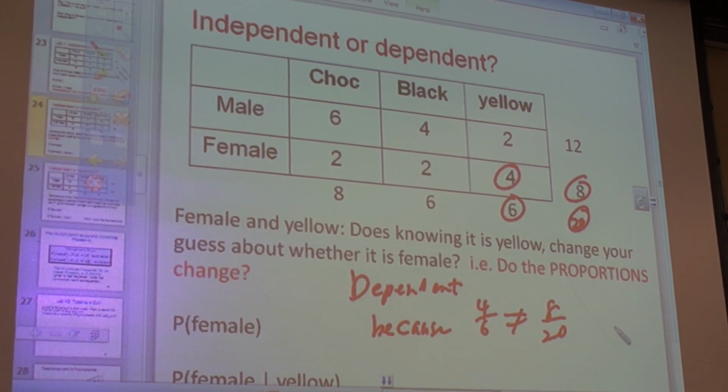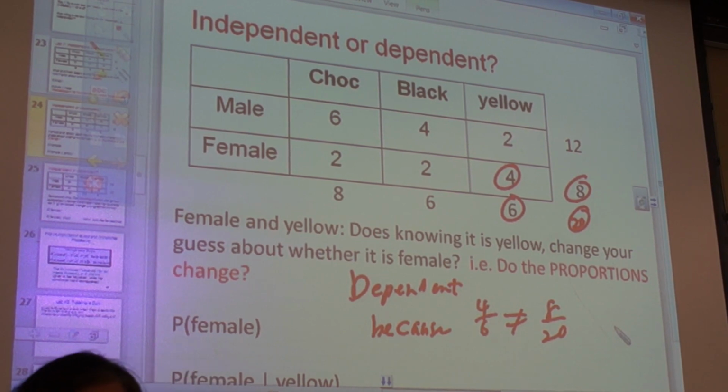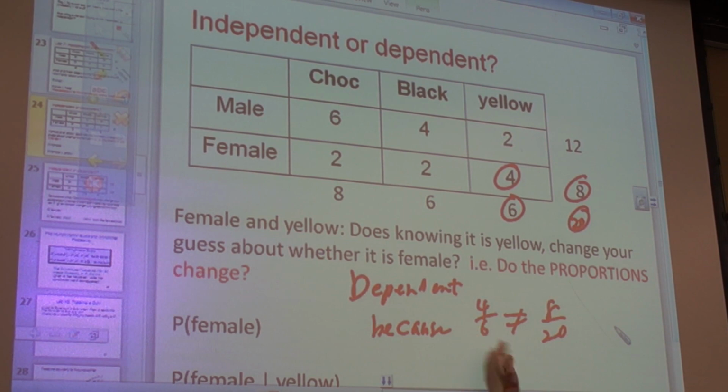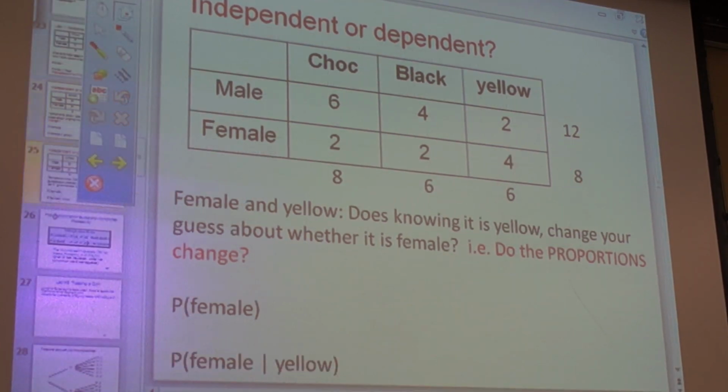Yes. Okay, so again, if they were equal, then you'd say they're independent because 4 over 6 equals 2 over 3, whatever. Good? Okay. So why don't you guys do one more? Flip the page, you got one more to do.